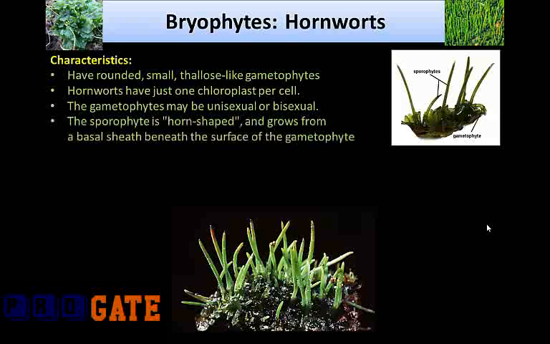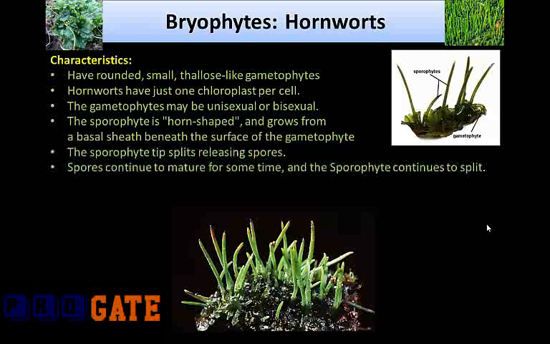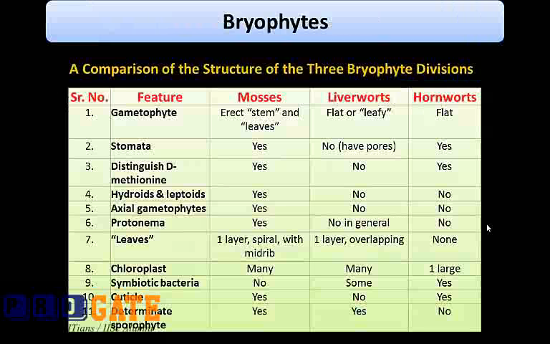The sporophyte is horn-shaped and grows from a basal sheath beneath the surface of the gametophyte. The sporophyte tip splits, releasing spores. The spores continue to mature for some time and the sporophyte continues to split. Thus, the life cycle is basically similar to that of the liverwort. So quickly, let's have a look at the comparison table of the three divisions of bryophytes.